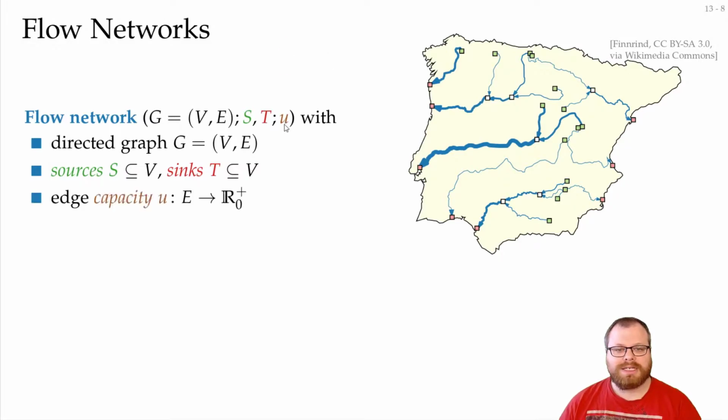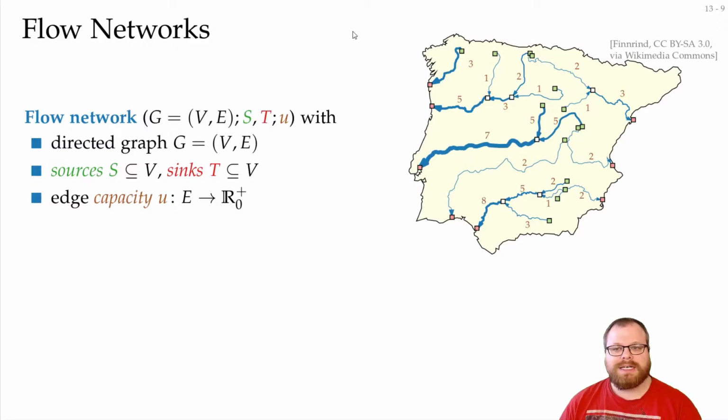And this function U gives us the edge capacity. So that tells us for every river how much water can flow through this. In this example, we can put some numbers here. Now this means that this river can have at most 3 flow, this can have at most 1, this can have at most 5, this at most 7, and so on.